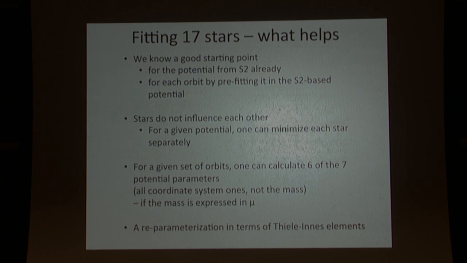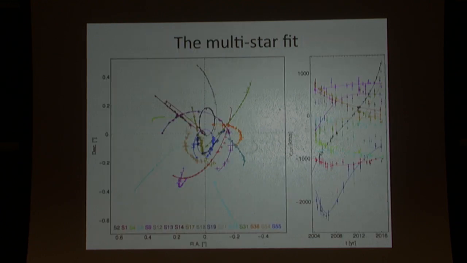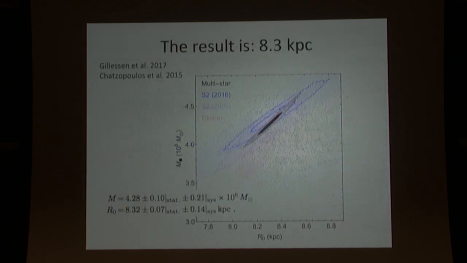And if you iterate those last two points, you're not strictly minimizing, but you're actually getting closer to the minimum. What also helps is if you reparameterize things in terms of Thiele-Innes orbital elements. So it's a different way of representing the orbital elements. In the end, you get a multi-star fit, which has constraint, and you can see here the full data set and the astrometry and the radial velocities. The result of this fit is 8.3 kiloparsec.